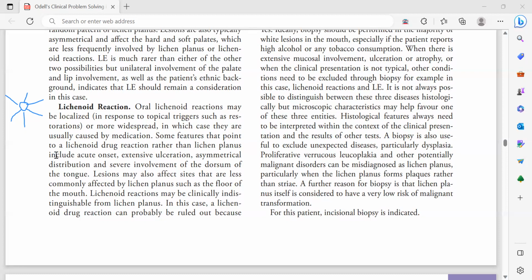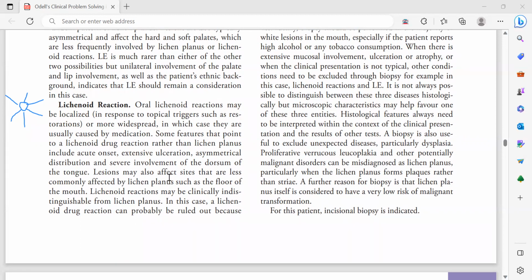Some features that point to a lichenoid drug reaction rather than lichen planus include acute onset, extensive ulceration, asymmetrical distribution, and severe involvement of the dorsum of the tongue. So these are the things that are indicating towards lichenoid reaction. The lesions may also affect sites that are less commonly affected by lichen planus, such as the floor of the mouth. Lichenoid reactions may be clinically indistinguishable from lichen planus.